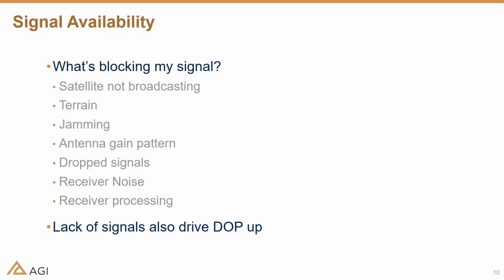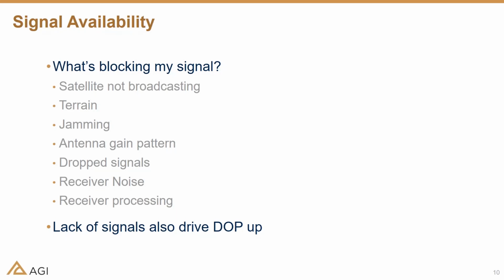Moving down from the satellite to your receiver, terrain might be blocking your signal. If there's no terrain, maybe you're being jammed. If you're not being jammed, maybe you've got antenna gain pattern issues. Perhaps your receiver's dropping signals for some reason. If it's a dynamic platform, you might get dropped signals. I want to talk a little bit about receiver noise and understanding how non-constant receiver noise might need to be modeled. And then finally, the receiver processing itself and time to first fix issues.